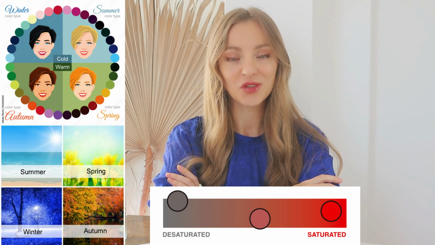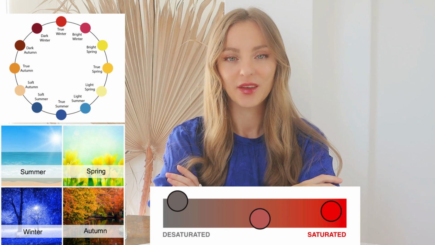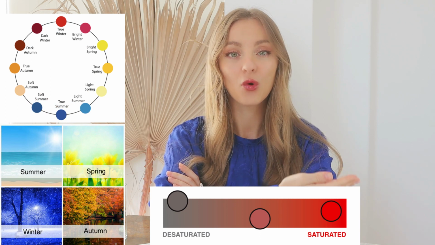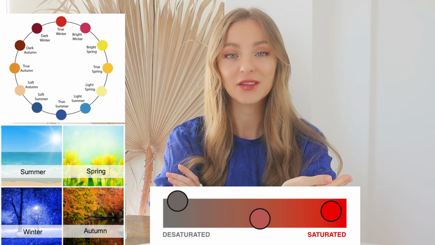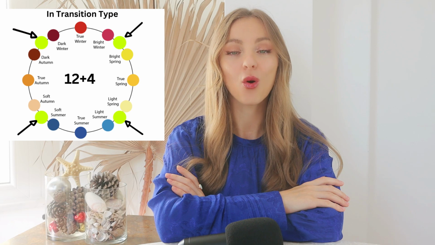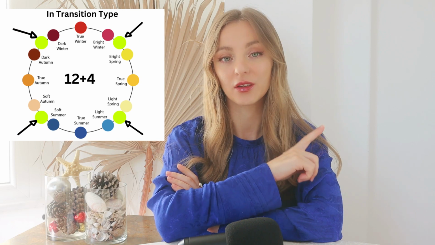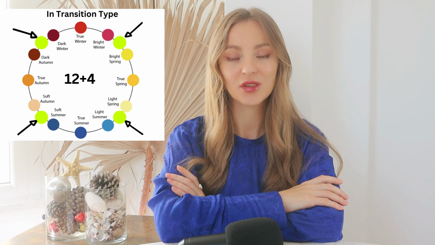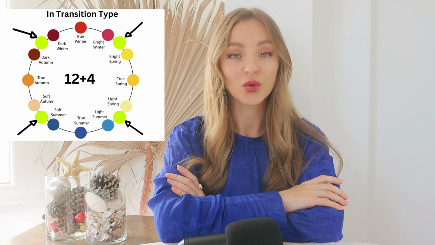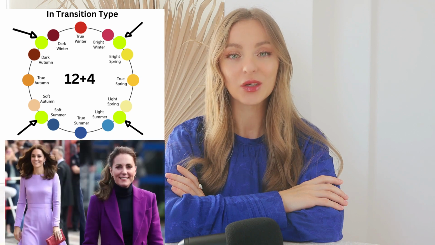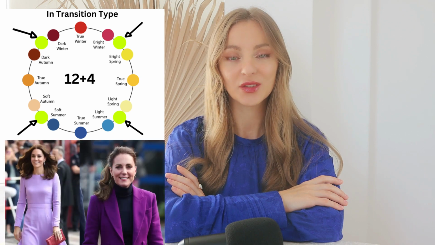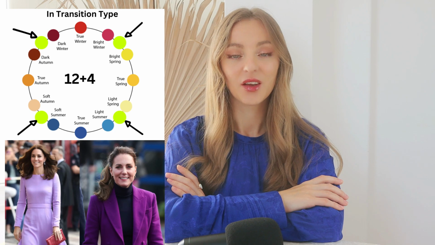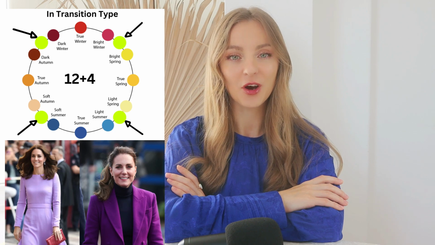What is an in-transition type before we start? Here, I introduce four more seasonal options called in-transition types, totally separate types that sit between all the transitional types on the chart. We can refer to Kate Middleton as an in-transition type. The dots marked with the neon green on the chart are all in-transition types. Where did I get that from and why do we need it?